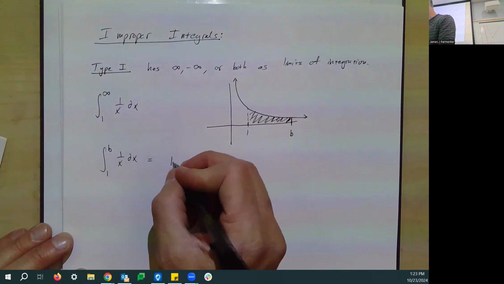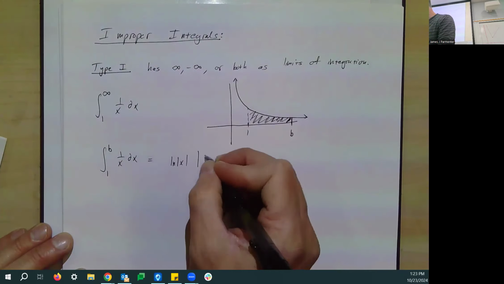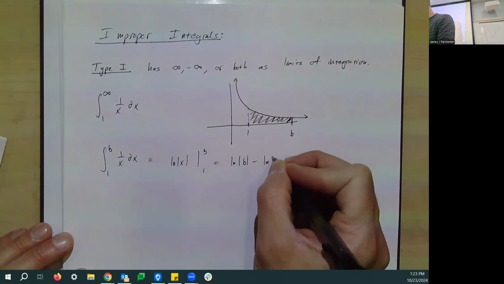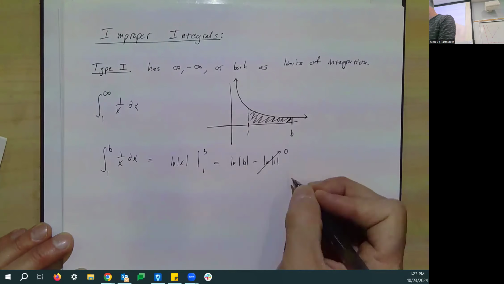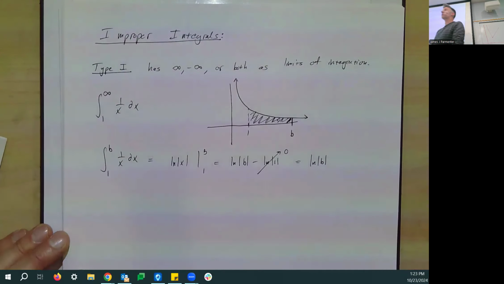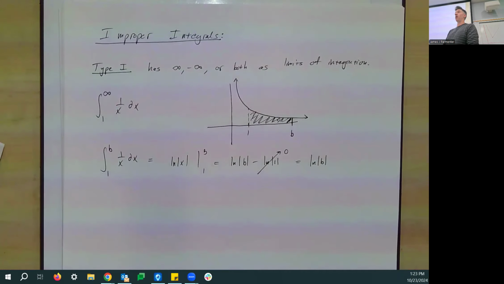over x is the natural log of the absolute value of x from 1 to b. We're going to get the natural log of the absolute value of b minus the natural log of the absolute value of 1, but that's just going to be the natural log of 1, which is 0. So the area under this curve from x equals 1 to x equals b is the natural log of b. So if b was 10, the area would be the natural log of 10. If b was 1 billion, the area would be the natural log of 1 billion, whatever that number is.